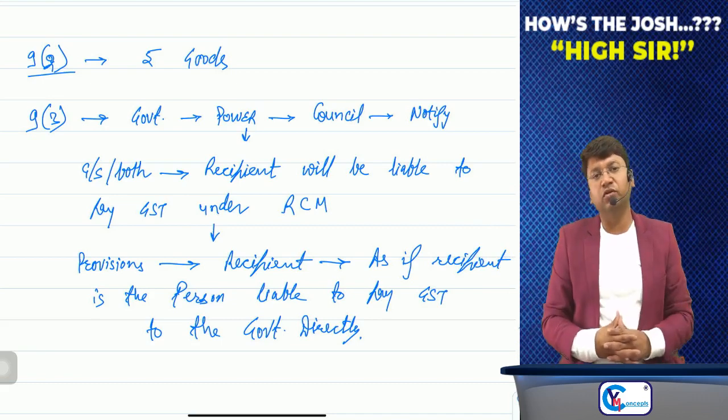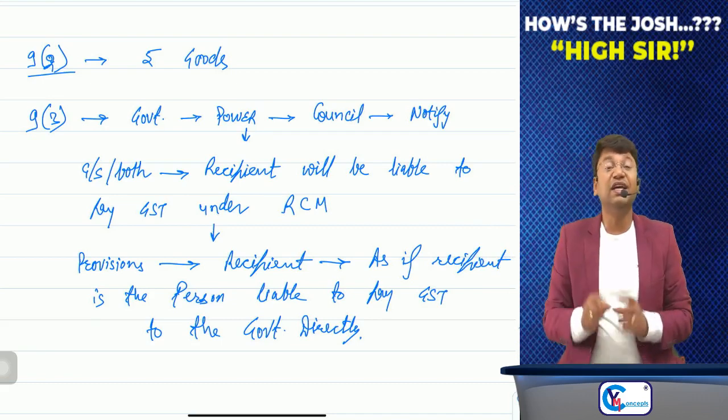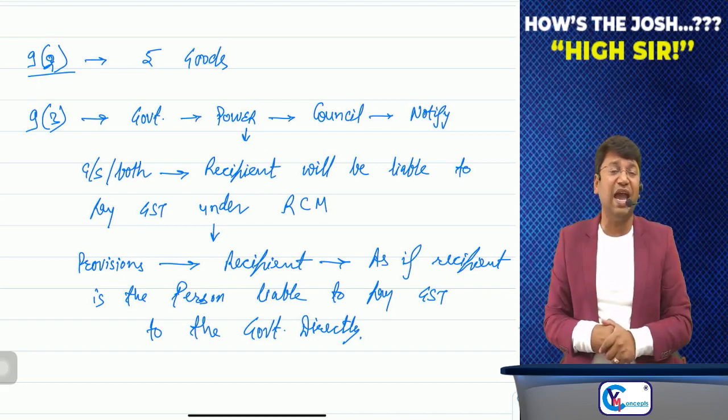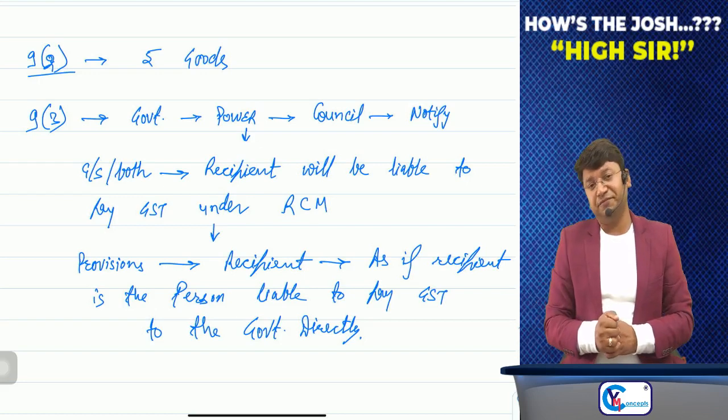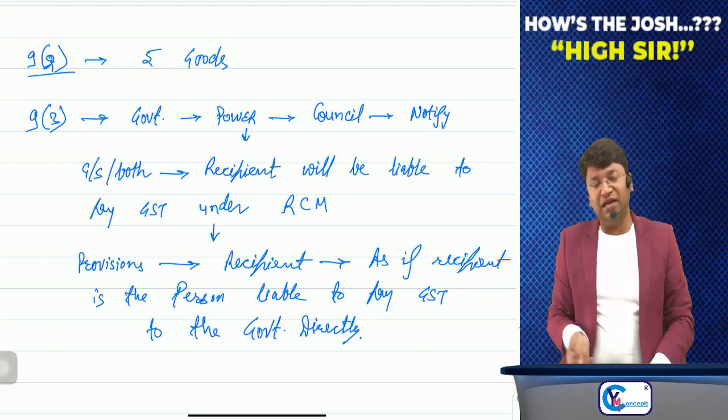and if they have notified those goods or service or some goods or service or both, then in respect of supply of those goods or service or both, recipient will be liable to pay tax to the government directly, and all the provisions of the act will apply on the recipient, as if recipient is the person who is liable to pay the tax to the government directly.